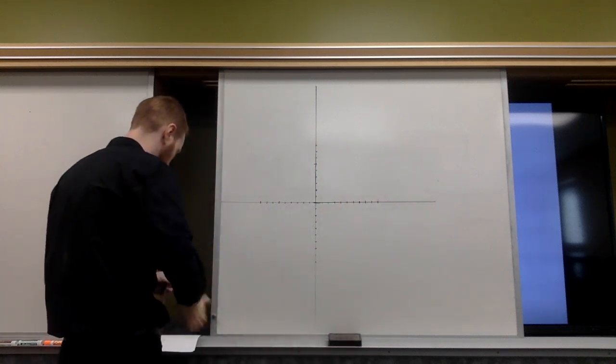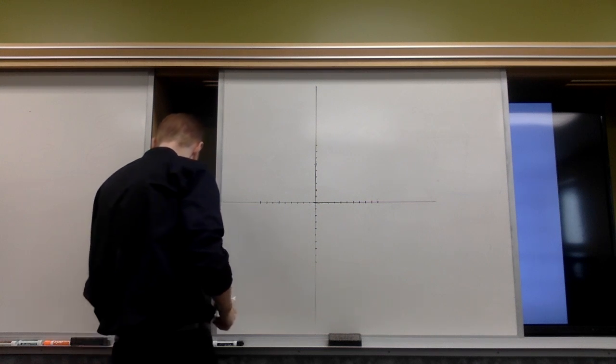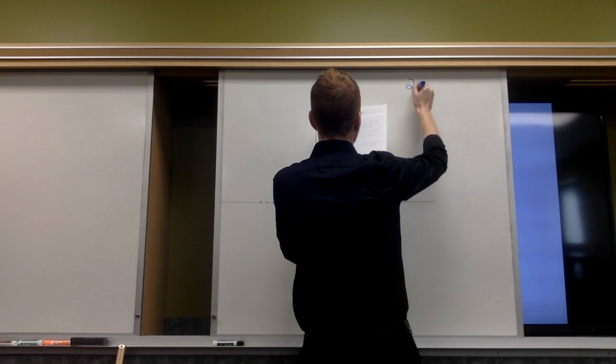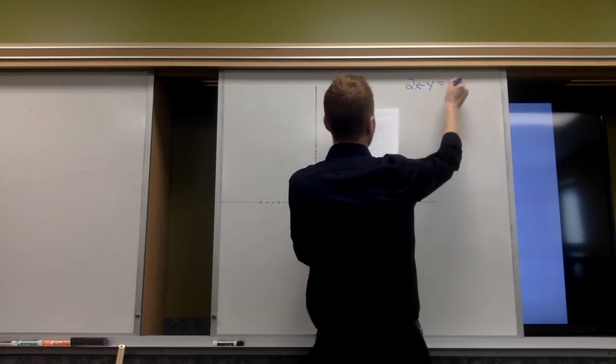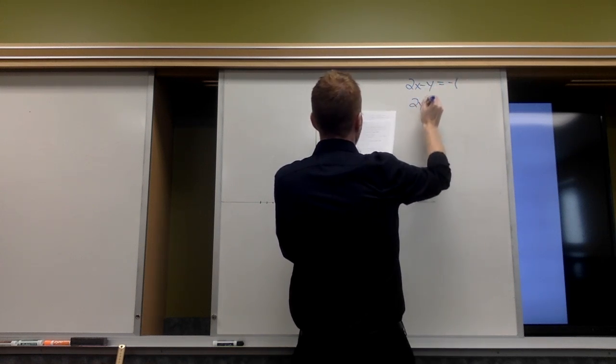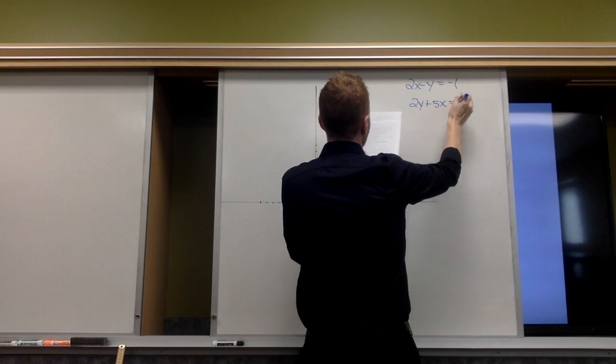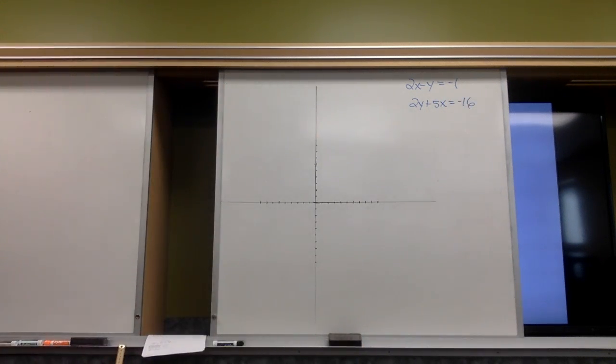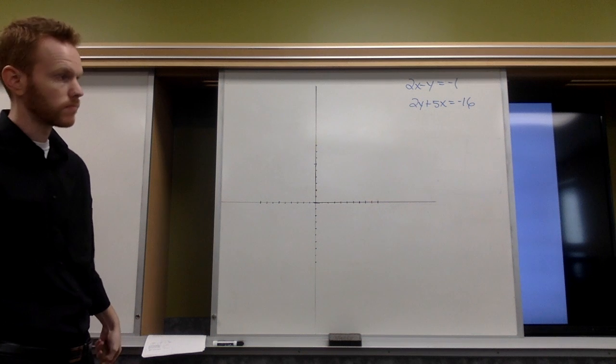Let's do another example now. All right, so we're going to have these two. 2x minus y equals -1. 2y plus 5x equals -16. All right, and what we're going to do is graph both of those equations and see where they intersect. Because that's my solution. Okay.